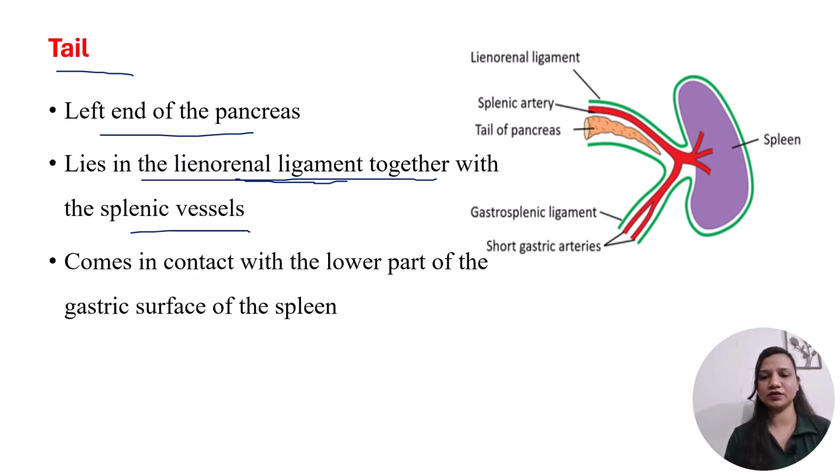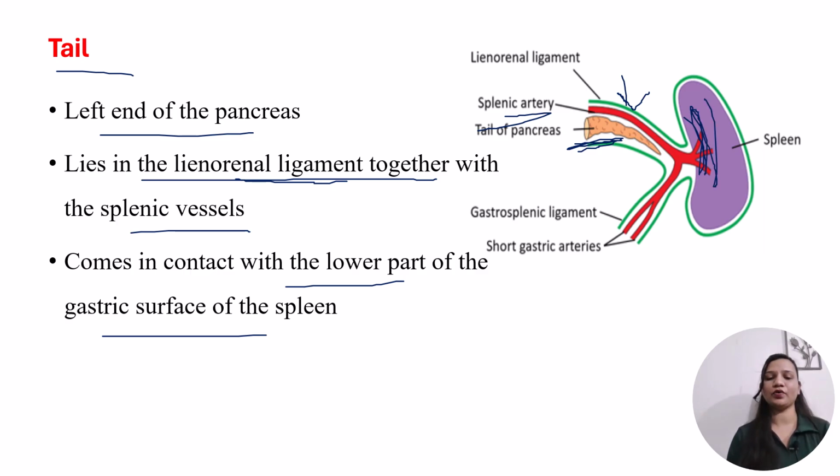As you can appreciate here in this picture, this is the lieno-renal ligament and there is the tail of pancreas along with the splenic vessels or splenic artery. It comes in contact with the lower part of the gastric surface of the spleen. So, this lieno-renal ligament or the tail of the pancreas comes in contact with the gastric surface of the spleen. This is the point you have to keep in mind.